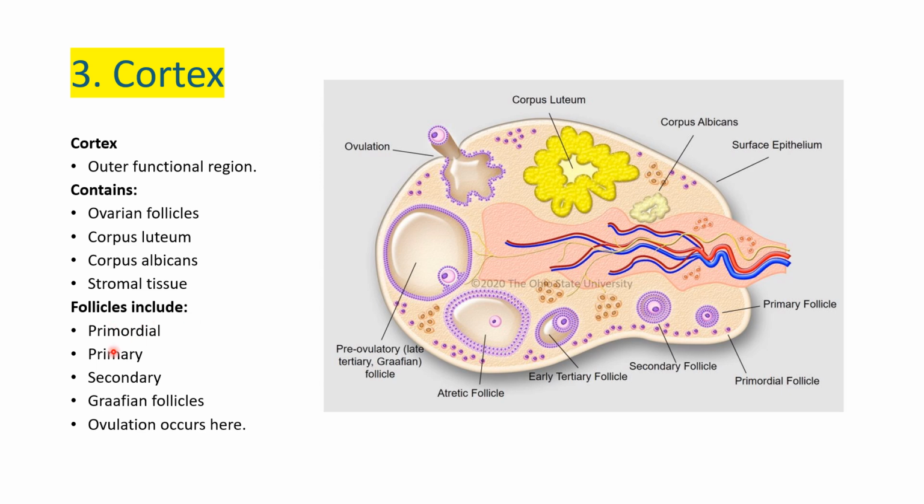So the follicles include the primordial follicles, the primary follicles, the secondary follicles, the Graafian follicles. Ovulation occurs here. That's where ovulation occurs when the Graafian or the mature follicle ruptures, and then it will transform into a corpus luteum cyst when the ovum is shed.